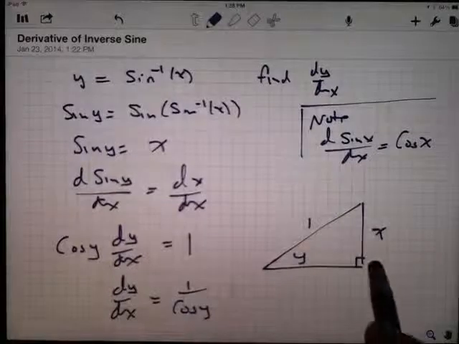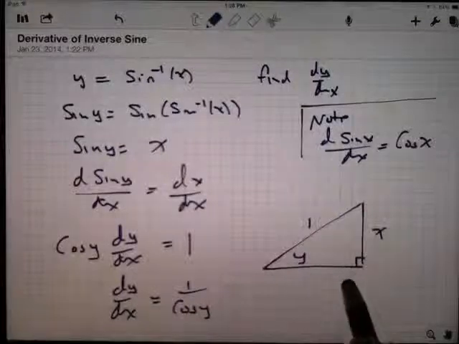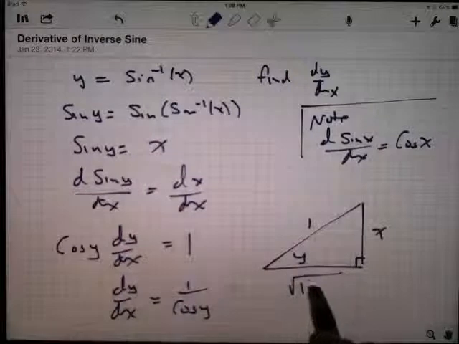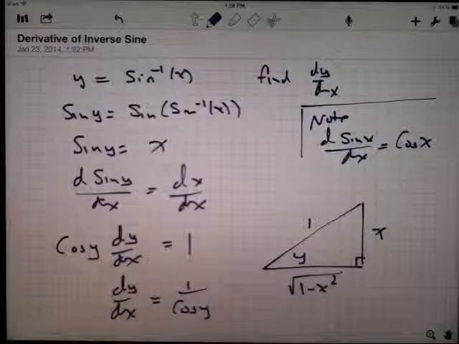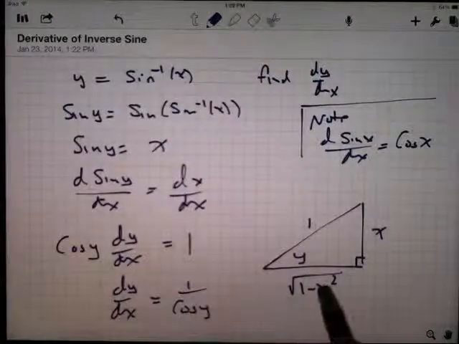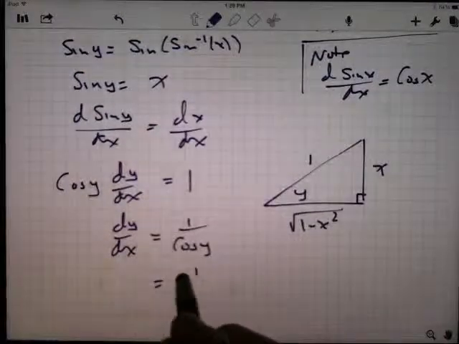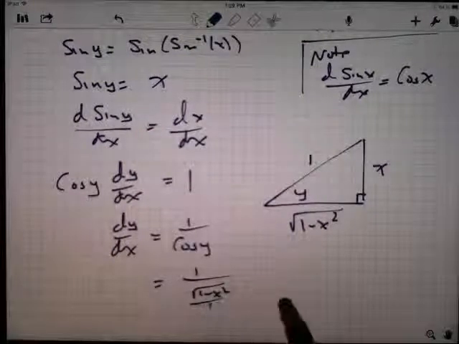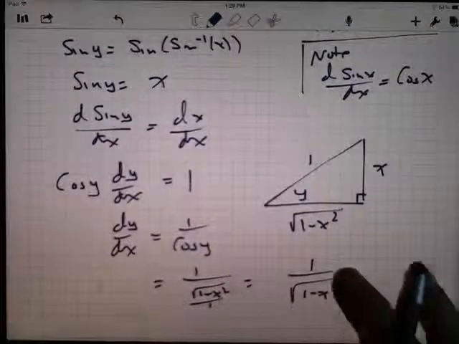Okay? But what I see in this triangle now is a right triangle with two sides known and the third side unknown. But boy, I can just use the Pythagorean theorem here and get that 1 squared minus x squared has to be, well, the square root of that would be that other side. But now I can see, hey, what's the cosine of y? The cosine of y is the adjacent side divided by the hypotenuse. So this is equal to the adjacent side divided by the hypotenuse, which is just the square root of 1 minus x squared, over 1.